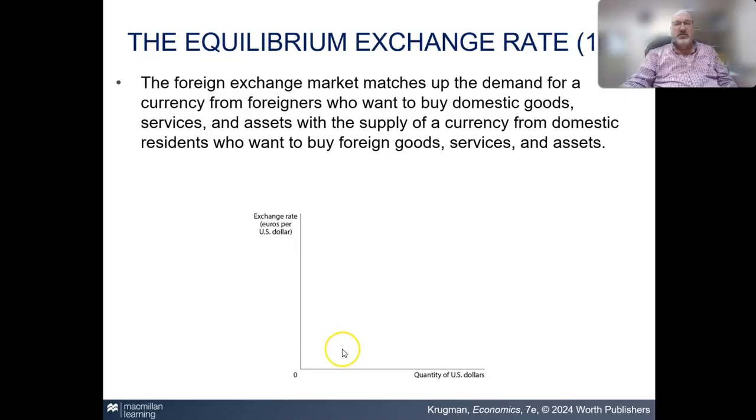Let's get going. So, equilibrium exchange rates. Basically, in the foreign exchange market, we're matching up the demand for a particular currency, from people who want to buy it, with the supply of said currency. So if you run a business and you're selling to people in Germany, then when they are paying you, they're not going to pay you in euros. They have to pay you in dollars. So they've got to go out and buy dollars on the foreign exchange market. That creates a demand for dollars.